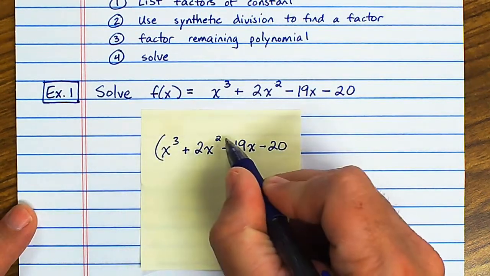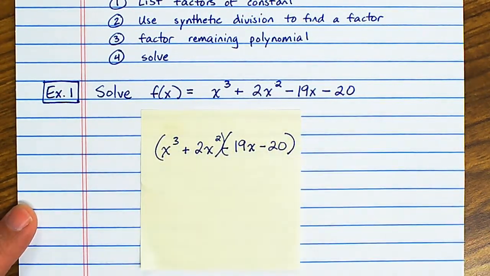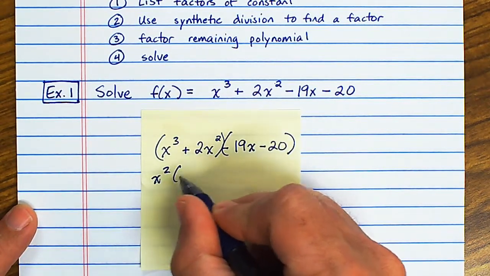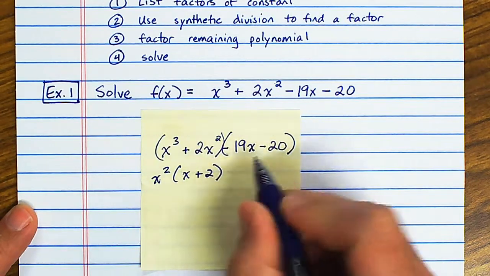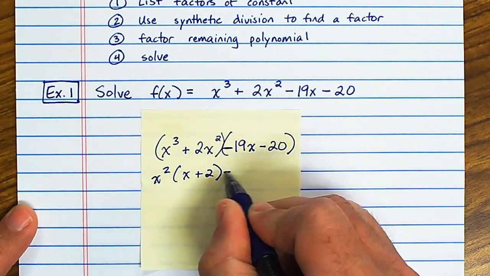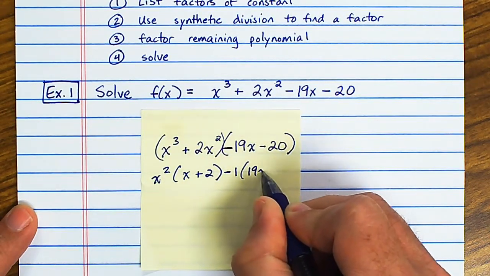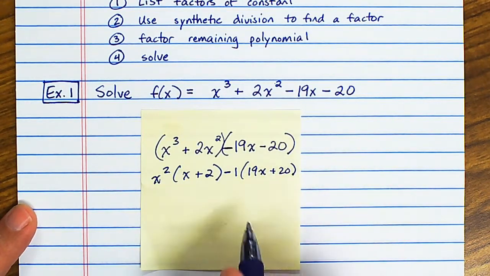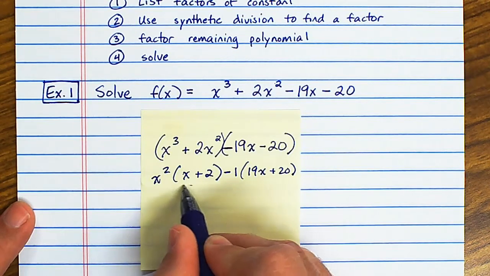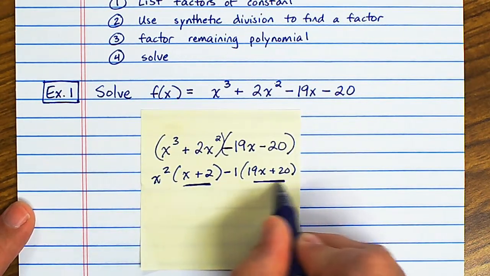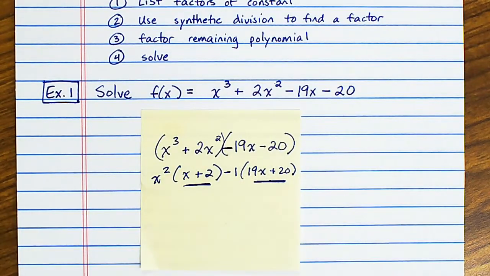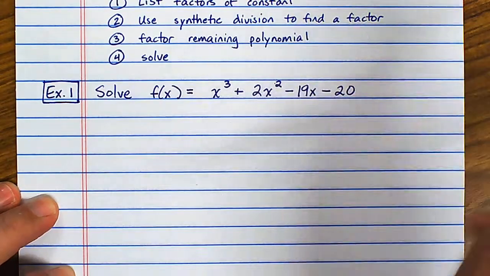If I used grouping, I would group here, group there. Right here, I would take an x squared out, which would give me x plus 2. The fact that this is negative, I would take a negative 1 out, which would give me 19x plus 20. This is a grouping fail. In order for grouping to happen, this guy and this guy have to be the same, and there's absolutely no way for me to make those the same. So grouping is not going to work.